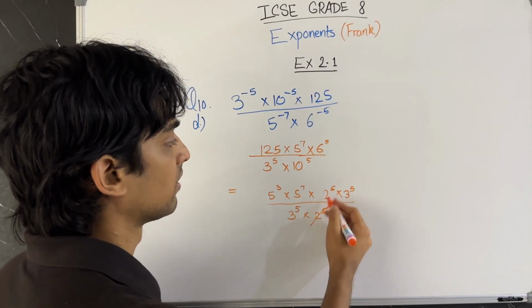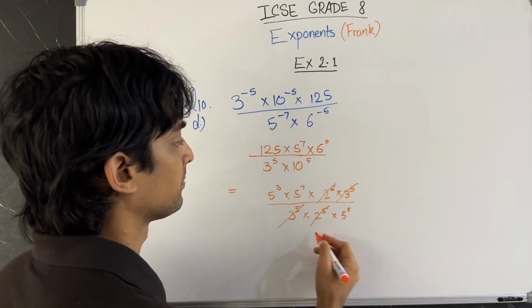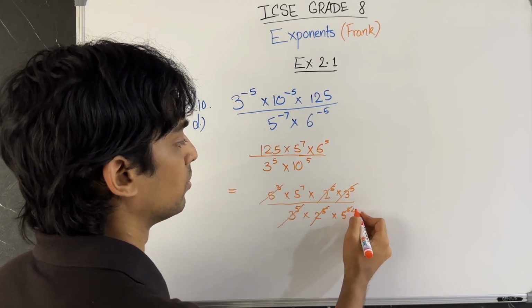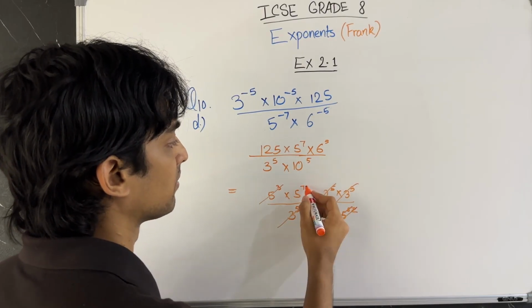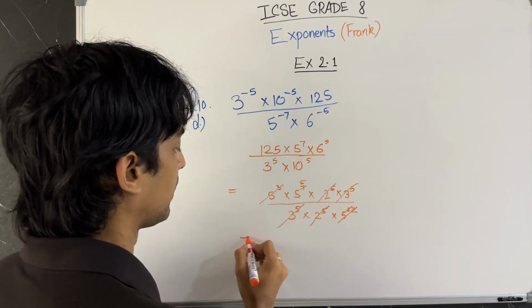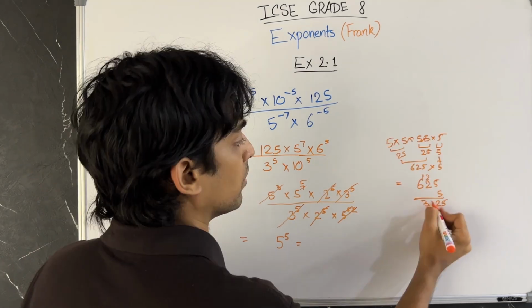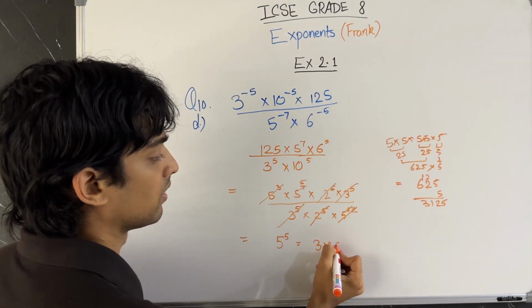Now we can cancel this. We cancel this and this power becomes 2. And we cancel this and this power becomes 5. So the answer is 5 raised to 5, which is 3125.